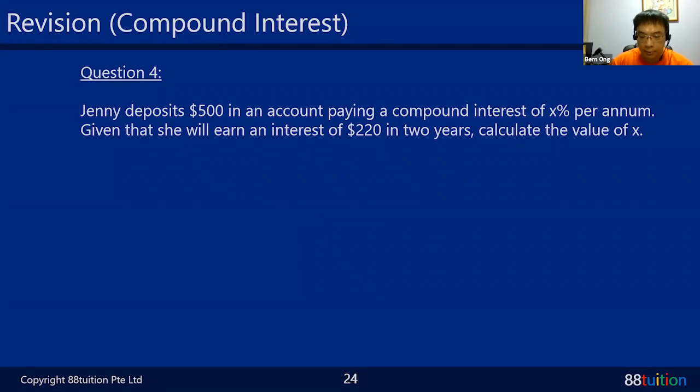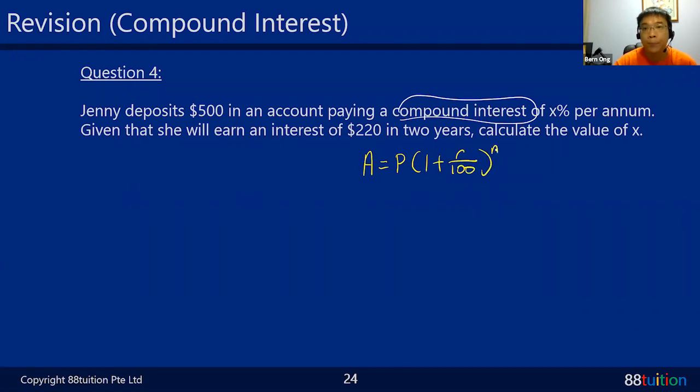All right, so remember something called compound interest. The formula, this one you need to know. The formula is given as A equal to P times (1 plus R over 100) to the power of N. You must know what the letters mean.